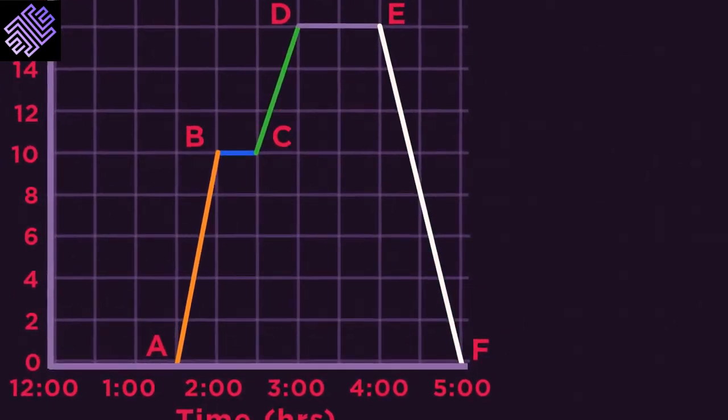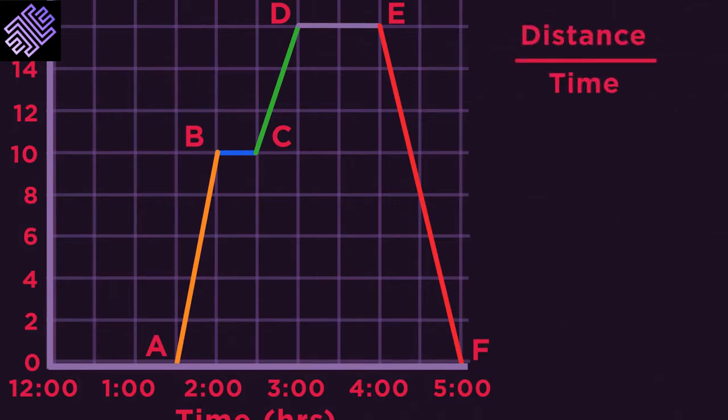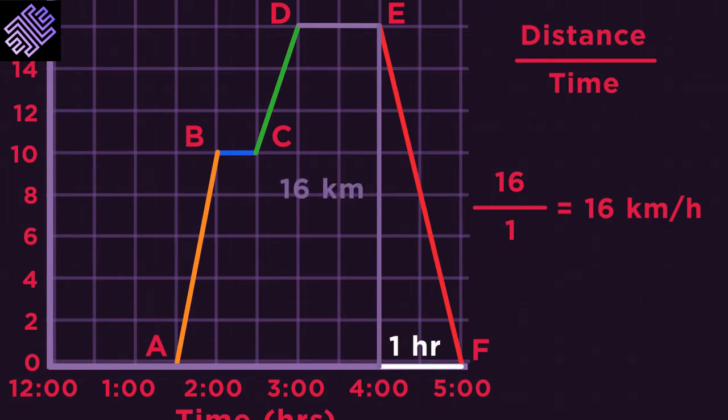Where the line is in downward direction, the gradient is negative. This shows the direction of travel is opposite, such as back home. To work out the speed, the change in distance is 16 kilometers, with a time change of 1 hour. So Hamdam is traveling at 16 kilometers per hour.